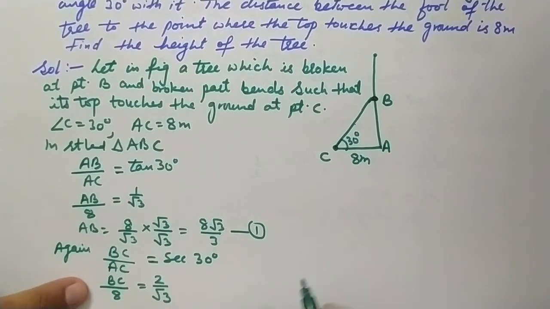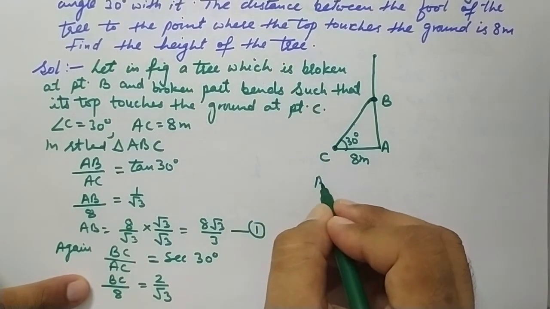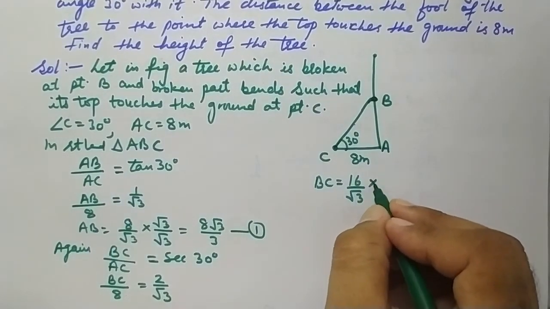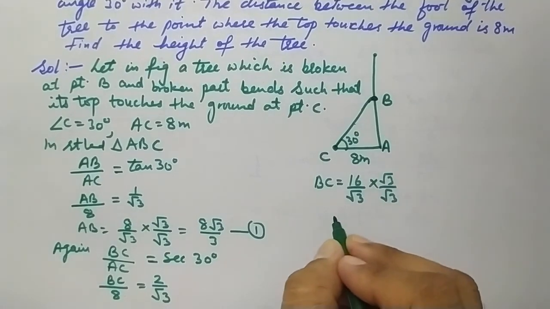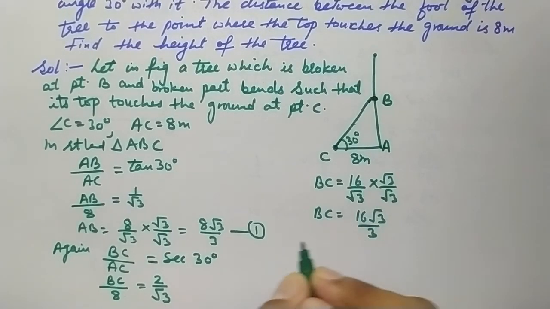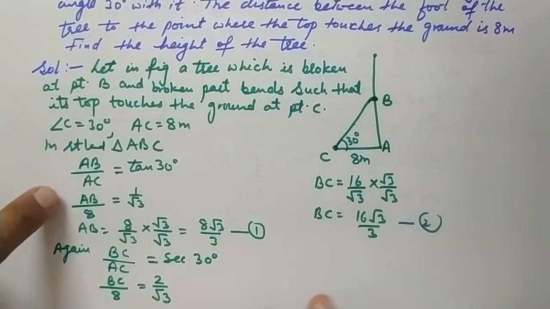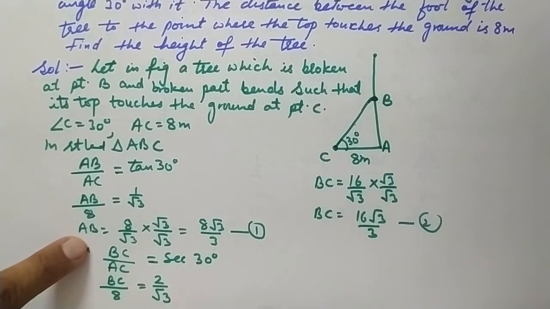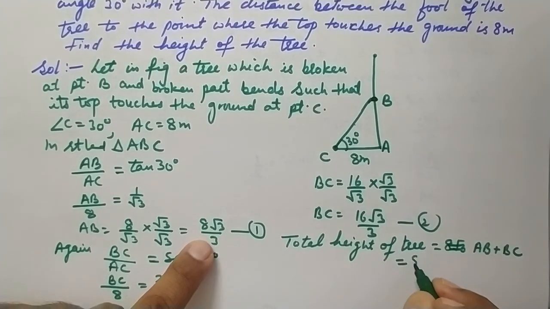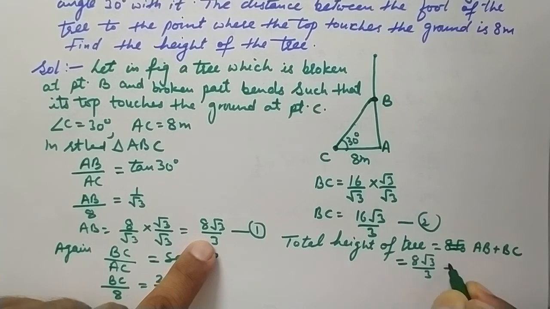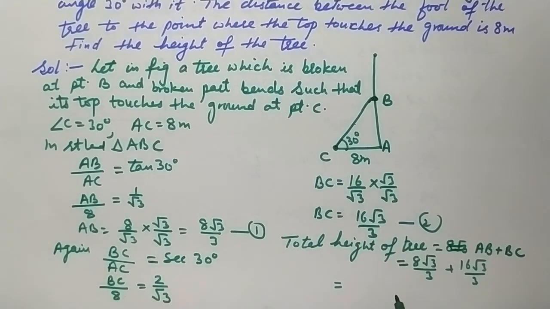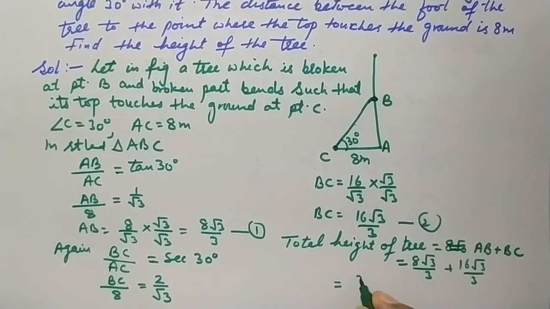Now from here you cross multiply, and you will get BC is equal to 8 times 2, which is 16 over root 3. Here also you can rationalize, multiplying by root 3 over root 3. So BC is equal to 16 root 3 over 3. Now this is BC. So the total height of the tree will be AB plus BC. So AB is 8 root 3 over 3 plus BC is 16 root 3 over 3. These are like fractions, so they are added: 8 plus 16, 24 root 3 over 3.